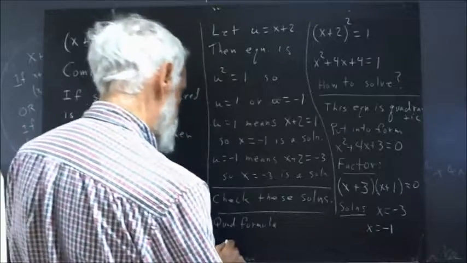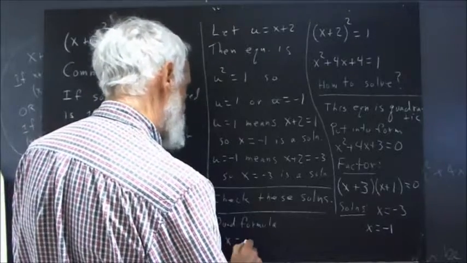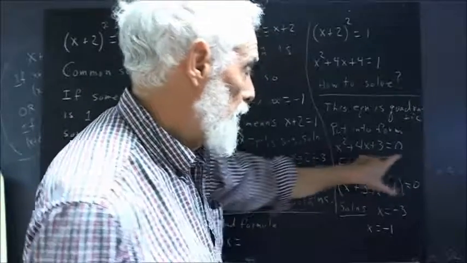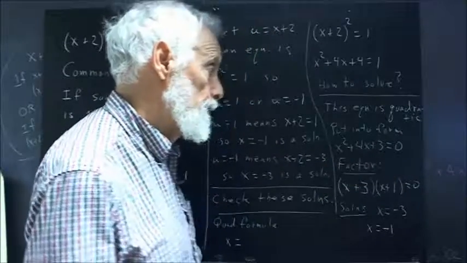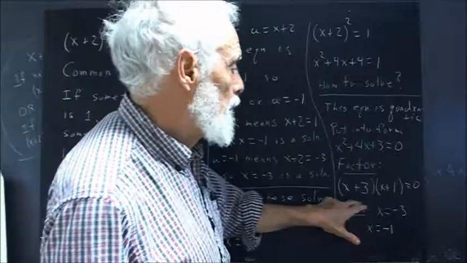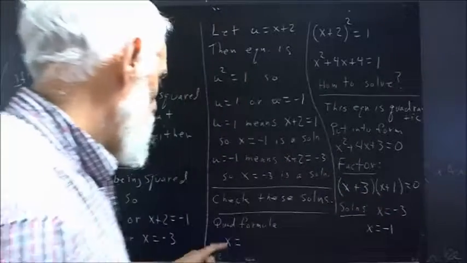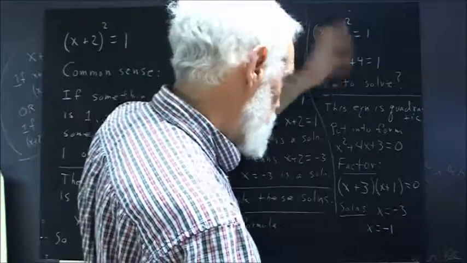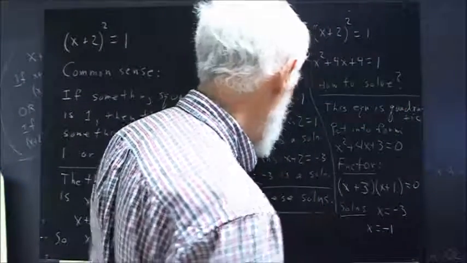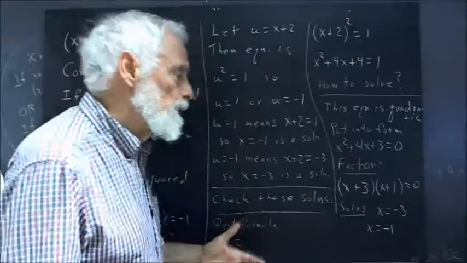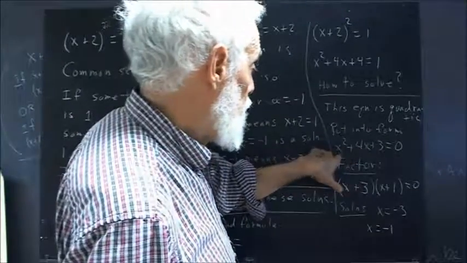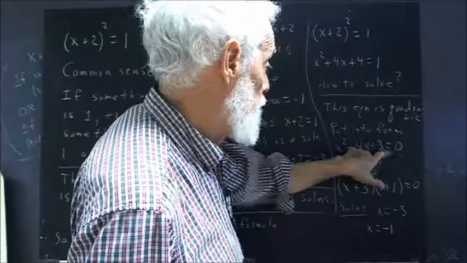That gives us what? x equals, now we apply the quadratic formula. The quadratic has to be in this form to apply the quadratic formula. It has to be in this form to use factoring. The quadratic formula is x equals negative b plus or minus the square root of b squared minus 4ac, all divided by 2a. You know that formula. If you don't know that formula, fix that. We know that a is 1, b is 4, c is 3.